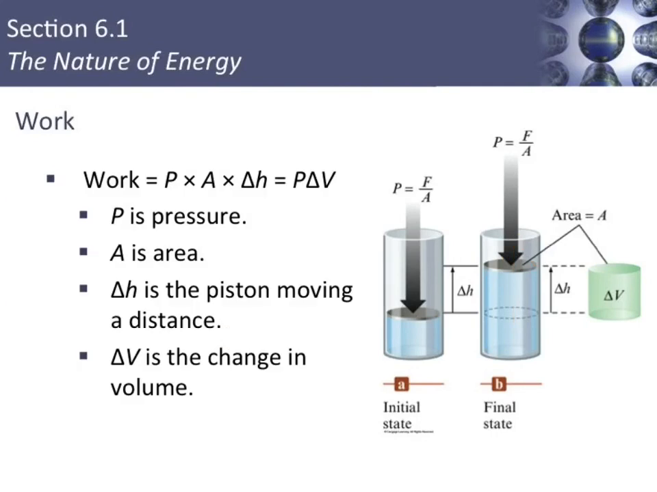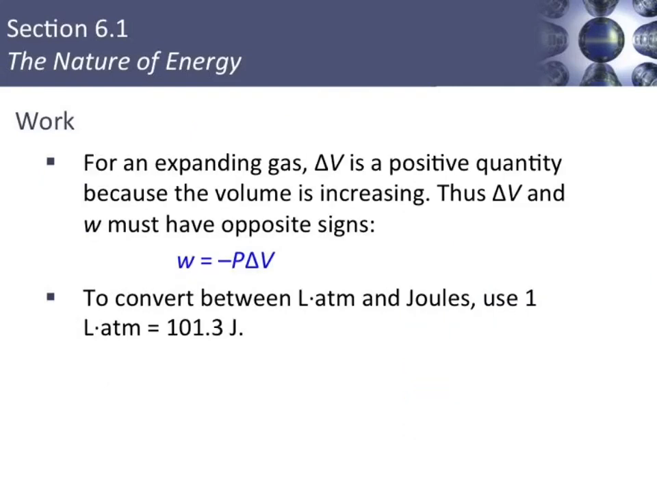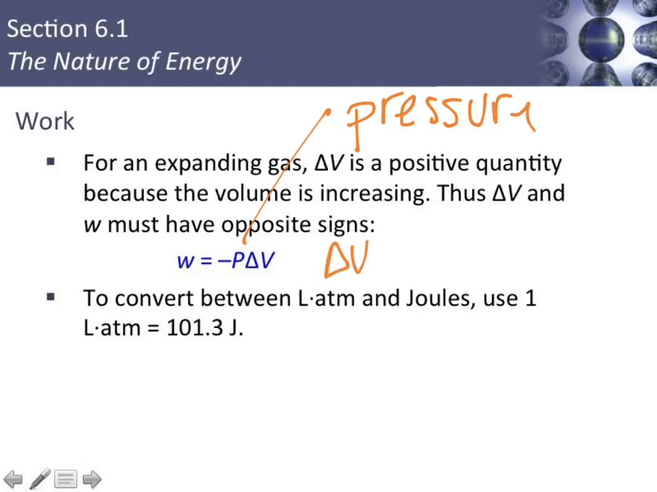So, work, here's your equation. Work is equal to negative pressure times your change in volume. So P is pressure, and delta V is the volume of your final minus your volume of initial.